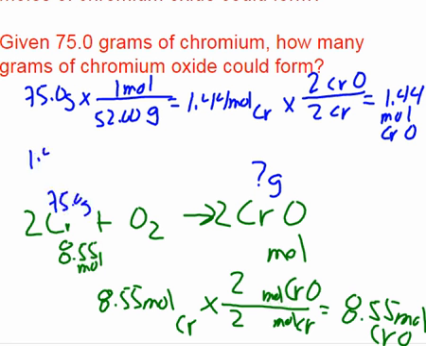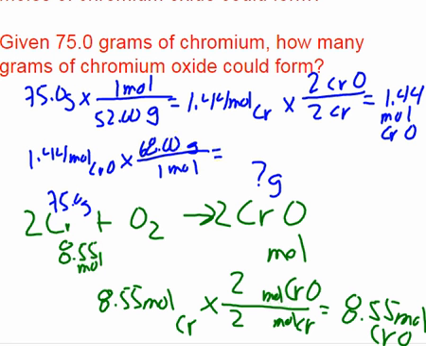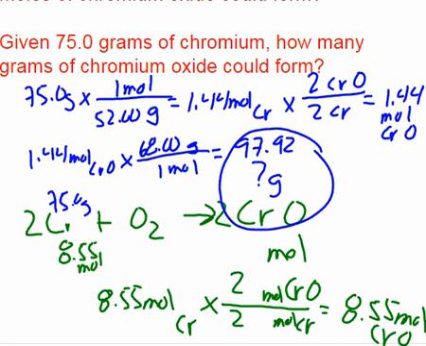So if I have 1.44 moles of chromium oxide, how many grams should that be? Well, 1 mole of chromium oxide, 52 plus 16 is 68 grams. Times the 1.44, I could expect 97.92 grams of my chromium oxide.